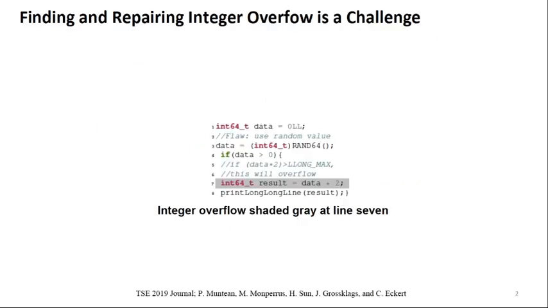First of all, detecting and finding integer overflows in C source code is a hard problem, and as we can see in this example here, data is multiplied by 2 and potentially the result cannot be held in the variable result, such that this can overflow.